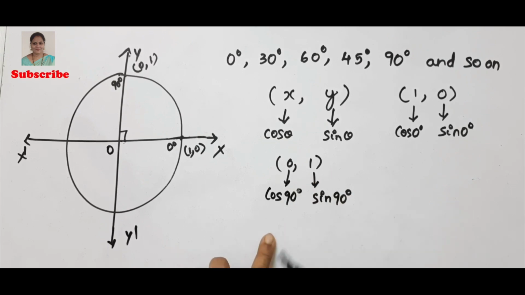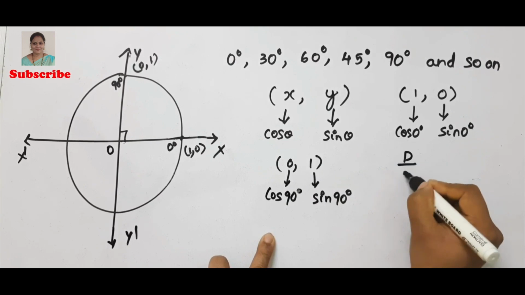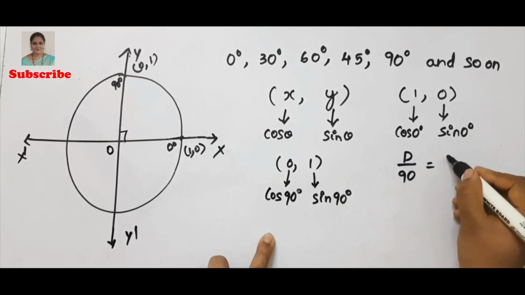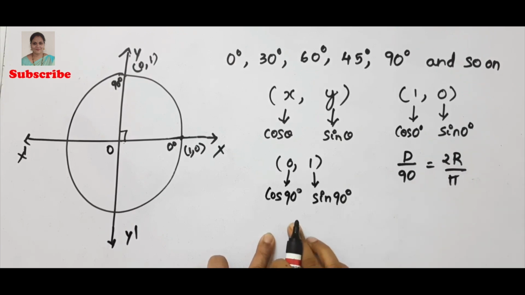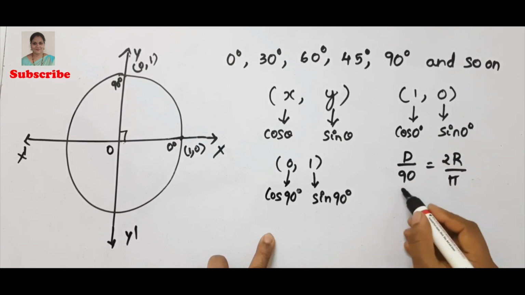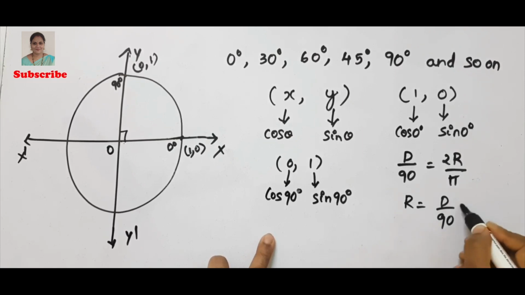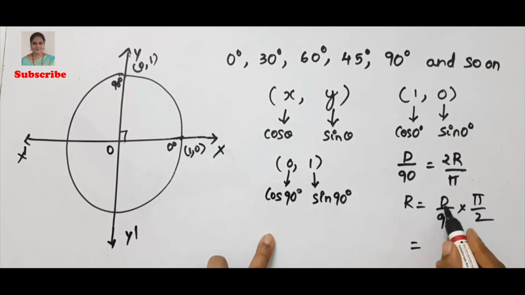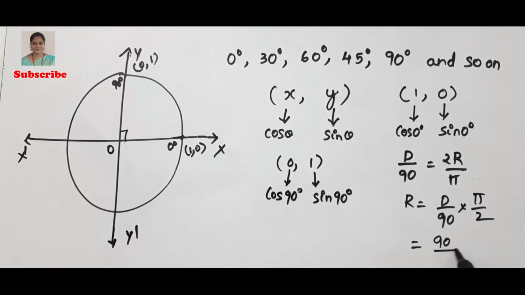This 90 degrees can also be written in terms of pi, is it not? We have the relation d by 90 is equal to 2r by pi. Using this relation, we can convert degrees to radians. So r is equal to d by 90 into pi by 2. We write the degree which we are going to convert, which is 90 degrees. So r equals 90 by 90 into pi by 2.